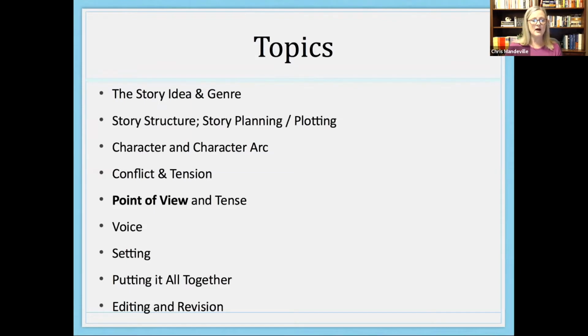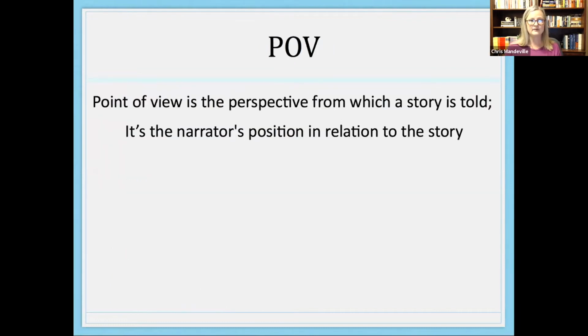Next, we're going to talk about point of view and tense. They are not the same. We're going to address them separately, even though they work together. Point of view is the perspective from which the story is told. It's the narrator's position in relation to the story. It is who is telling the story.